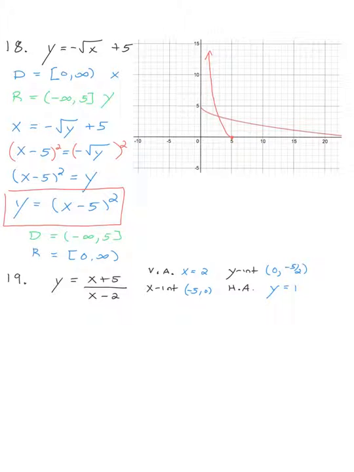Anyway, let's figure out the inverse, which is x is equal to y plus 5 divided by y minus 2. I'm going to start by multiplying both sides by y minus 2.